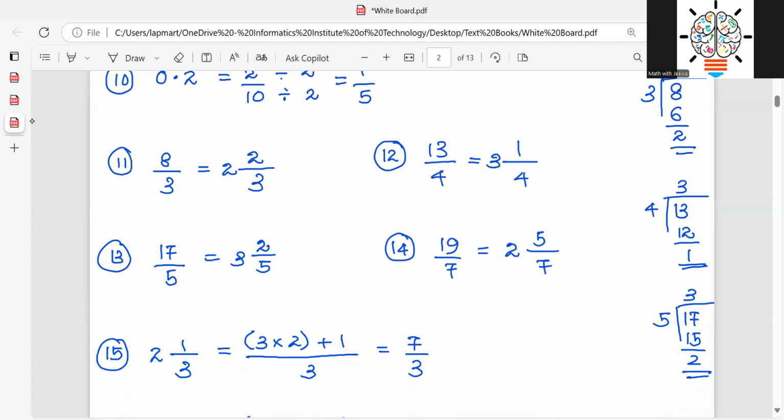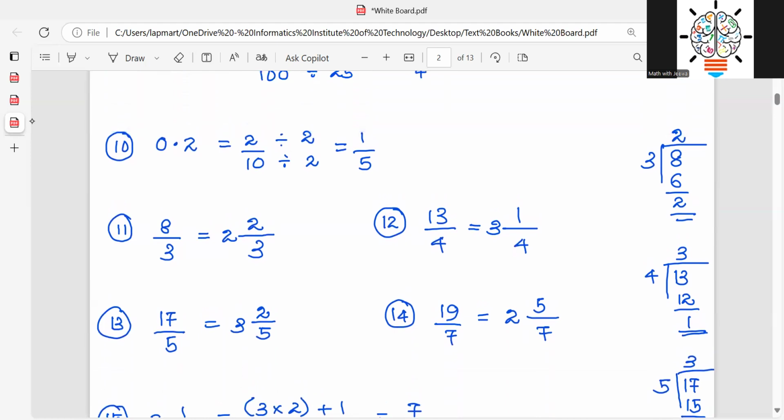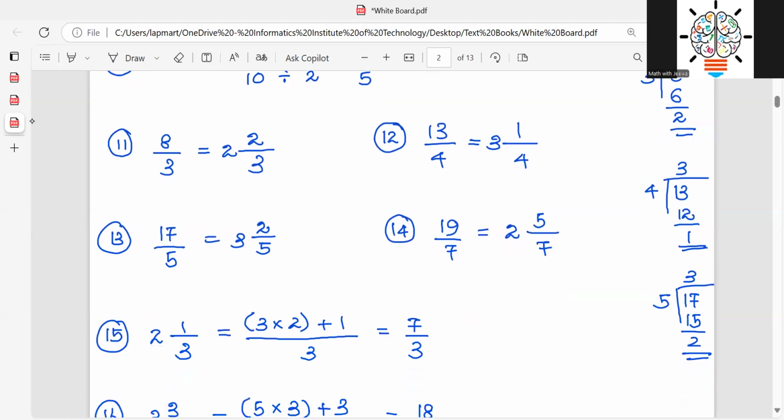So then the next questions, you want to convert the improper fraction to mixed numbers. You can see in the right side corner, I have shown you the workings. 8 over 3 means 8 divided by 3. When I divide 8 by 3, it gives me 2, the whole number, then 2 over 3, right? So then I have shown the next one also. 13 over 4 means 13 divided by 4. Then 17 over 5 means 17 divided by 5. The last one I have not shown the working, but hope you can understand how I have done it, right?